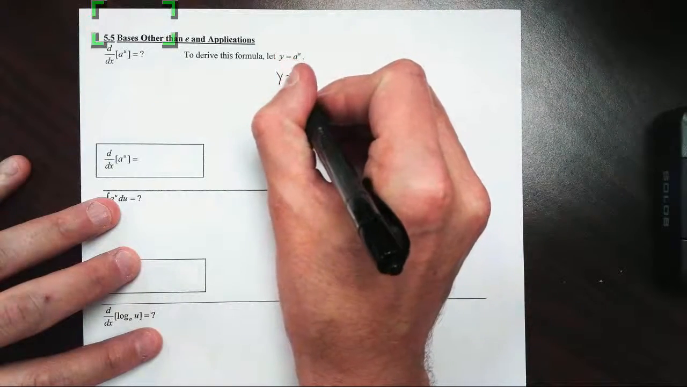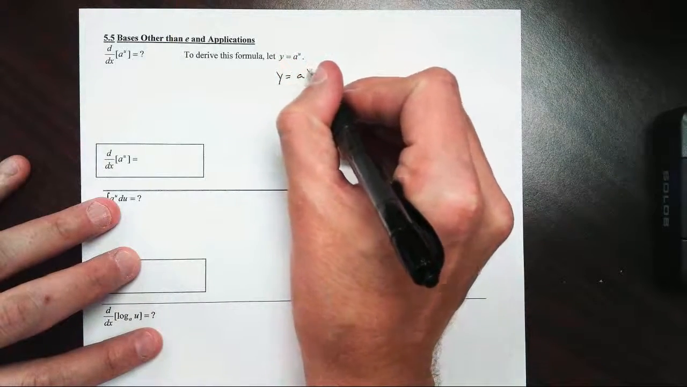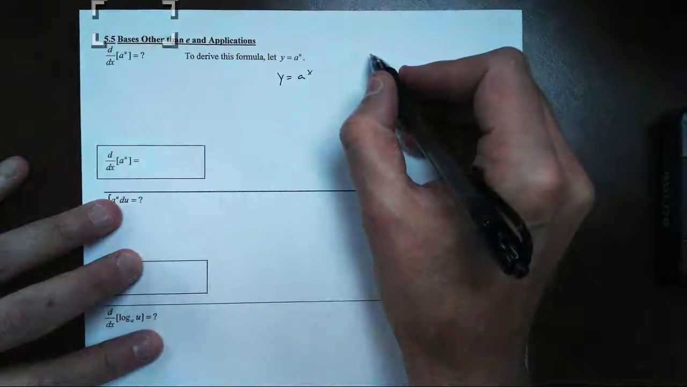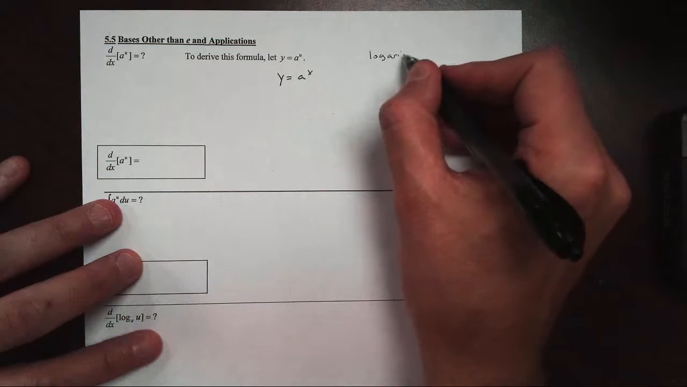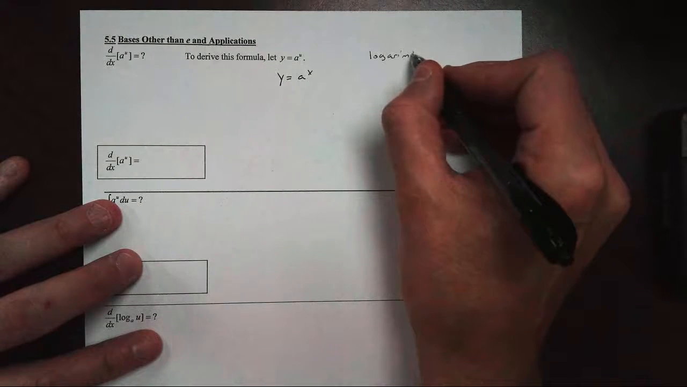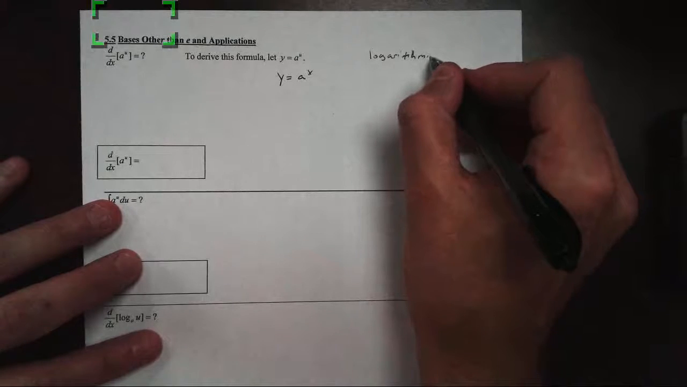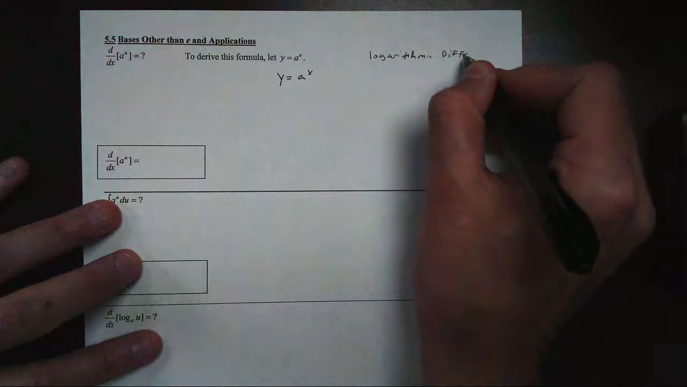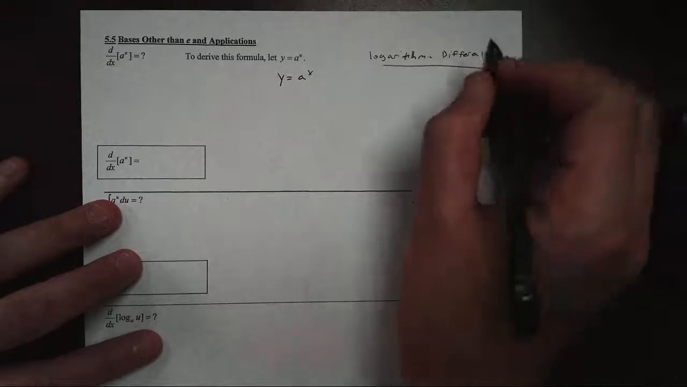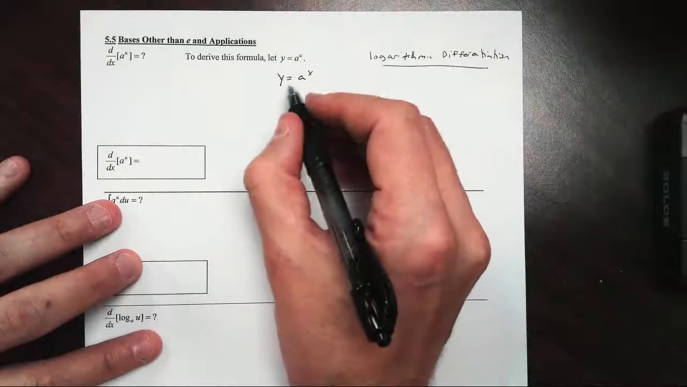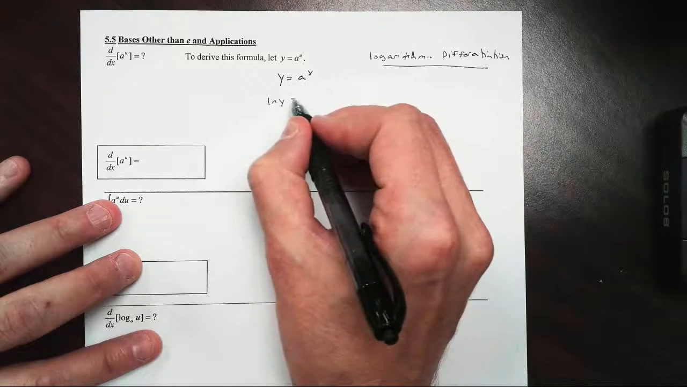And we have y equals a to the u. I'm going to let y equal a to the x just to make it a little bit easier. Now, we're going to use logarithms to solve this. Matter of fact, it's called logarithmic differentiation. And if you watch one of my earlier videos, we kind of showed this a little bit. Basically, what logarithms can allow us to do is to bring down powers.